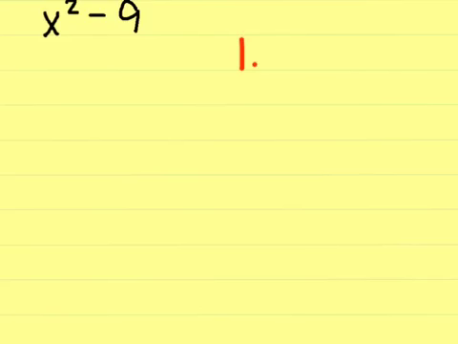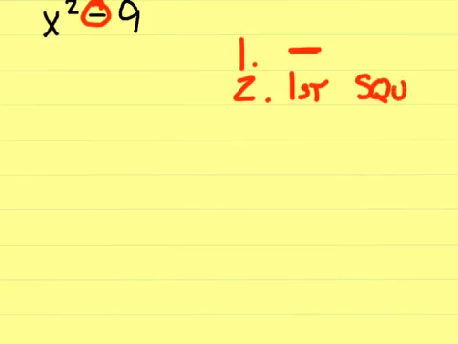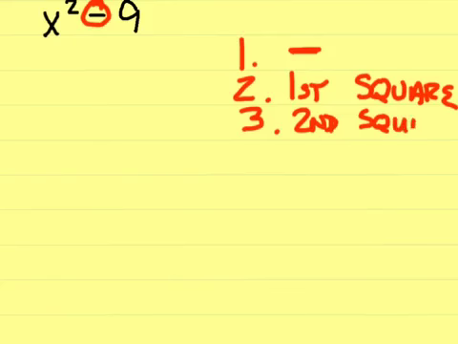One is the sign in the middle. If it's not minus, it can't be a difference of two squares. A difference is subtraction. Sum is addition. So you have to look at the sign. And then number two, make sure your first term is a square. And then three, make sure your second term is a square. If all three of those have been satisfied, then you can do this very easily.